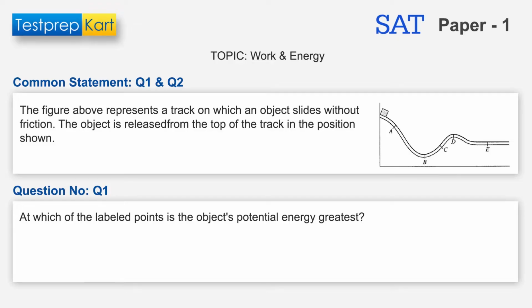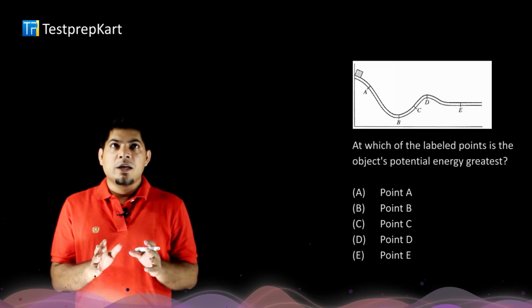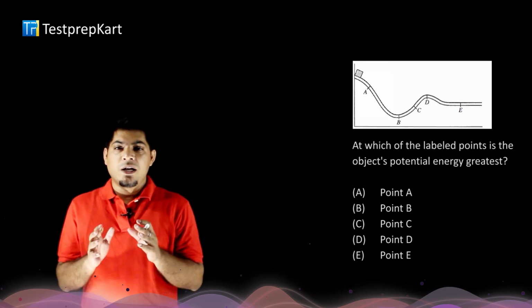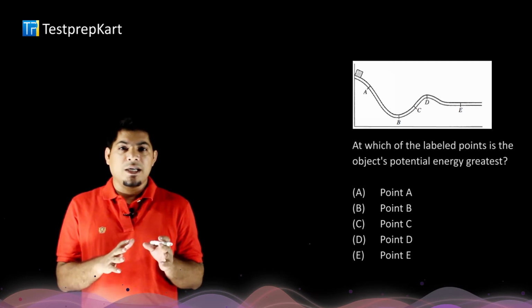So here is the first question, and there is a common statement for question number 1 and question number 2: an object is sliding on a track and it is released from the top, and the track is frictionless. Okay, so the first question is, at which point will the object have maximum potential energy?